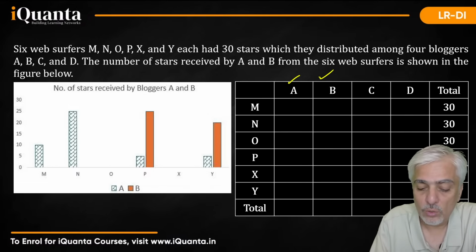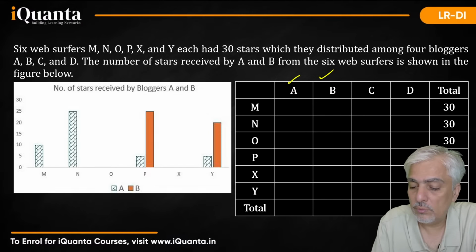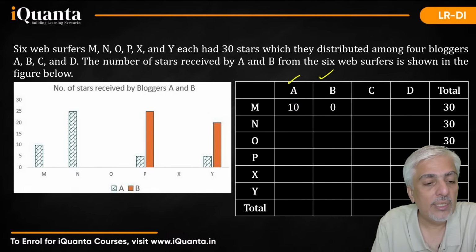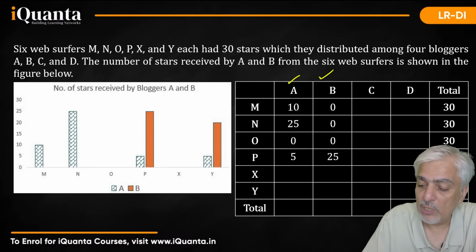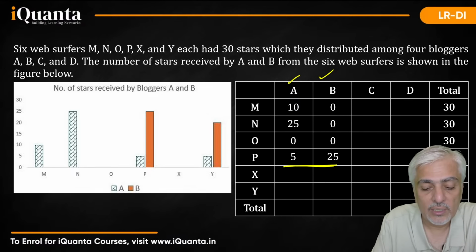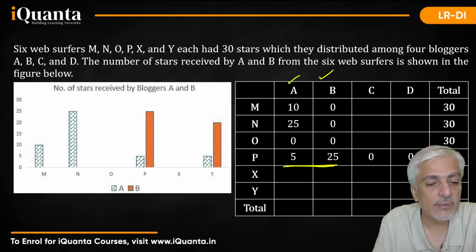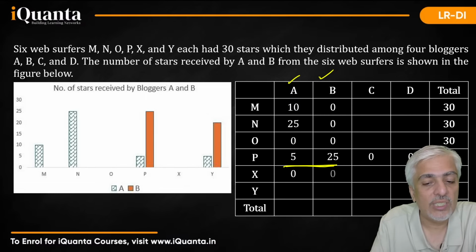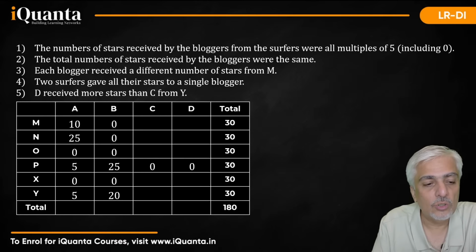This is 10 and 0. M gets 10 and B from B he gets 0. N will get 25, 0. Then this will get 0, 0. P will get 5 and 25. Now pay attention, because 5 and 25 means 30 are already over. So that means the other two will get only zeros. Next one, X 0 0, and last one Y, I think 5 and 20. So only 5 is left. So one of them will get 0. So this is the table I've taken.